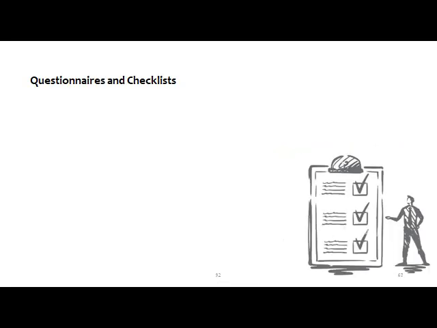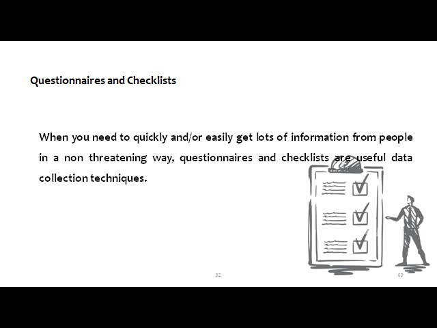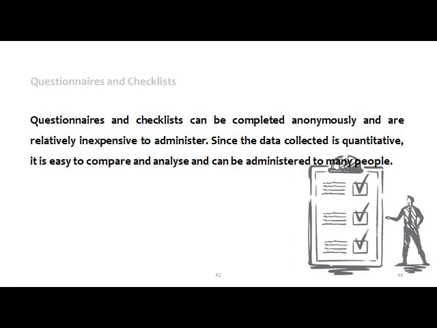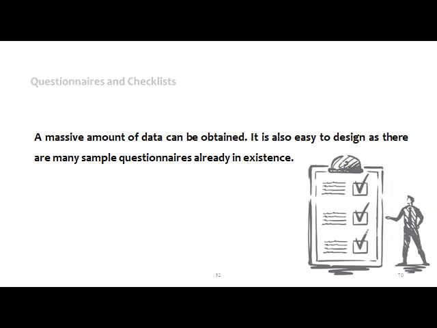Questionnaires and checklists. When you need to quickly and/or easily get lots of information from people in a non-threatening way, questionnaires and checklists are useful data collection techniques. Questionnaires and checklists can be completed anonymously and are relatively inexpensive to administer. Since the data collected is quantitative, it is easy to compare and analyze and can be administered to many people. A massive amount of data can be obtained. It is also easy to design as there are many sample questionnaires already in existence.